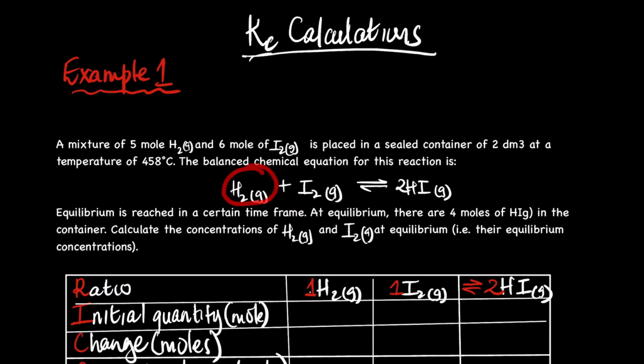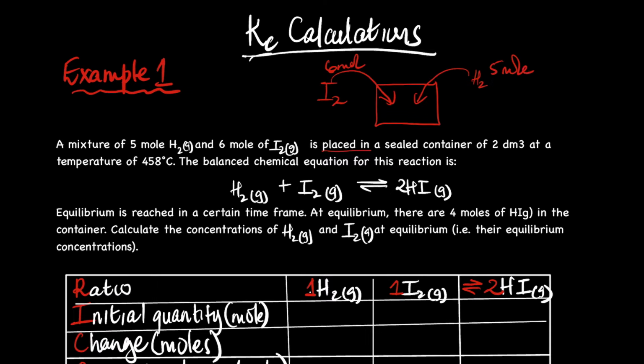We are given the number of moles of hydrogen and iodine to produce that. But now, since they are placed in a sealed container, what is there initially? It's the hydrogen and iodine there, 6 mole of that and 5 mole of that. Guys, these are the initial amounts. These are the amounts before they react, right?